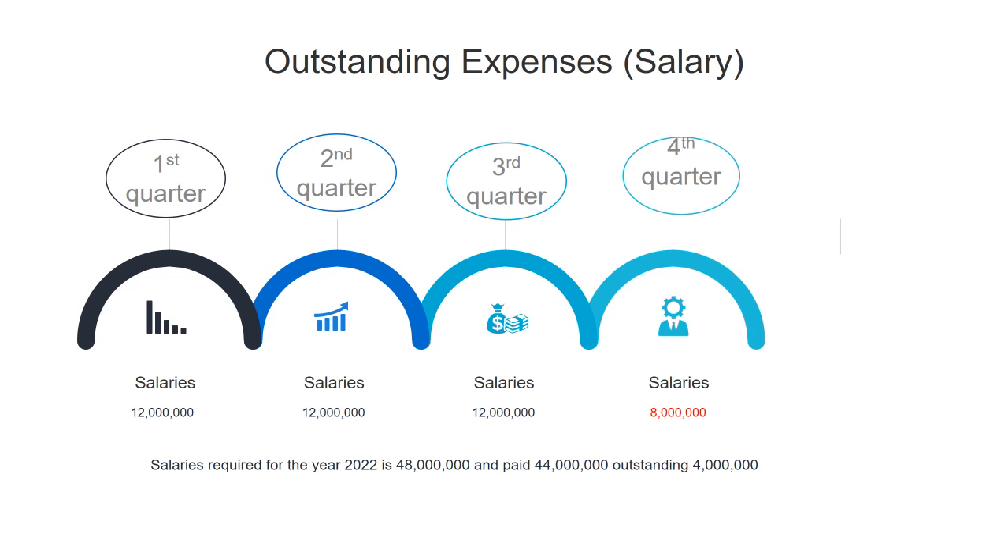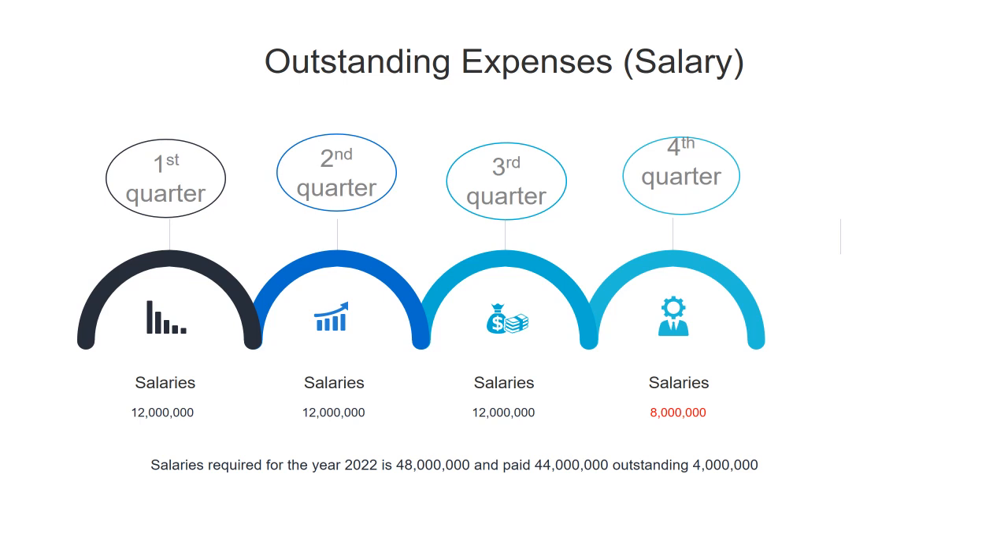So for instance, if we consider outstanding expenses, take an example of salary, that we have 4 quarters, and from the first quarter we are supposed to pay maybe 12 million as a salary. On the second quarter we paid 12 million, and the third, fourth quarter we paid 12 million. But in a fourth quarter, we managed only to pay 8 million. There is an outstanding salary of 4 million.